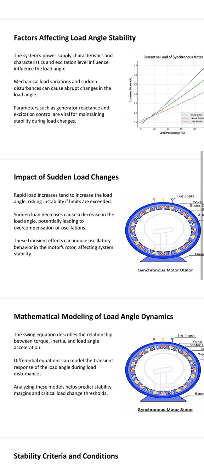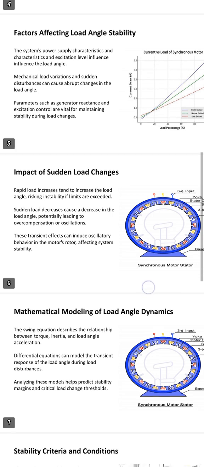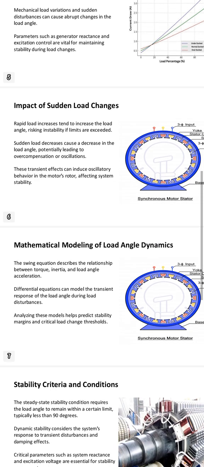If limits are exceeded, sudden load decreases cause a decrease in load angle, potentially leading to compensation or oscillations. This transient effect can induce oscillatory behavior in the motor's rotor, affecting system stability.